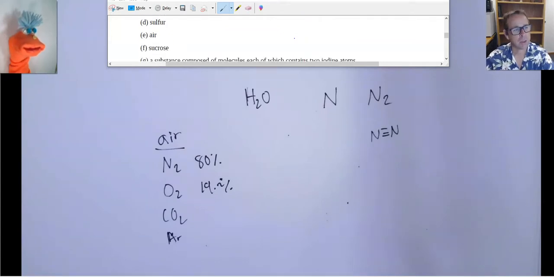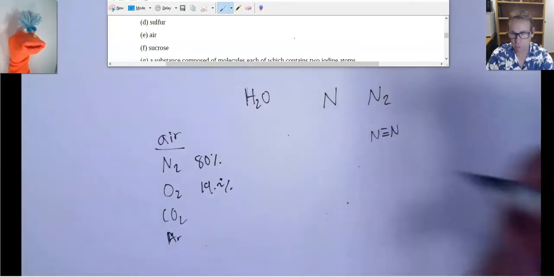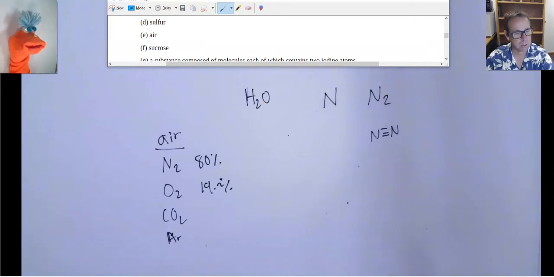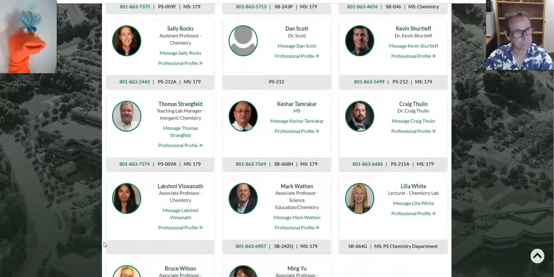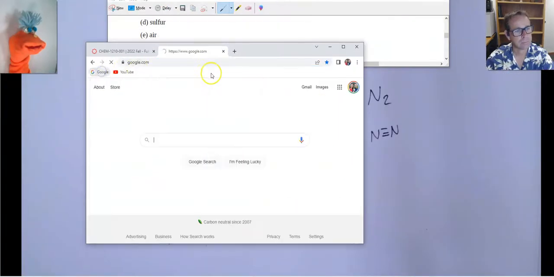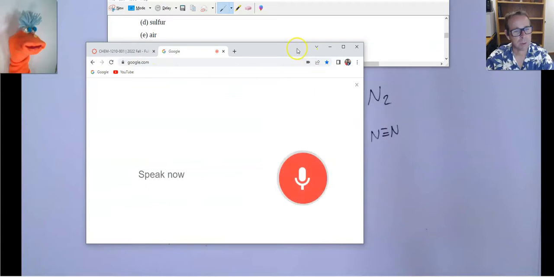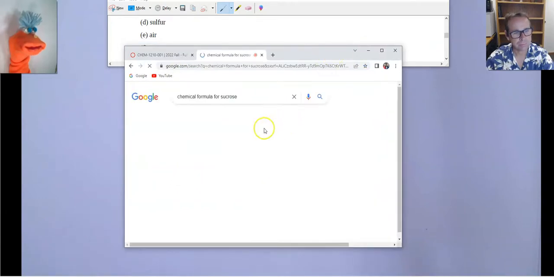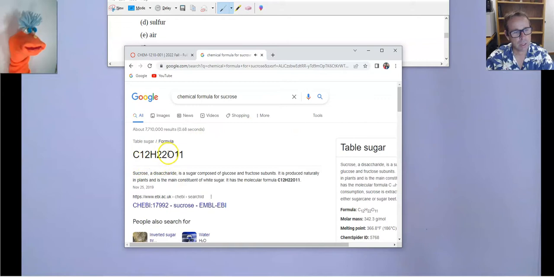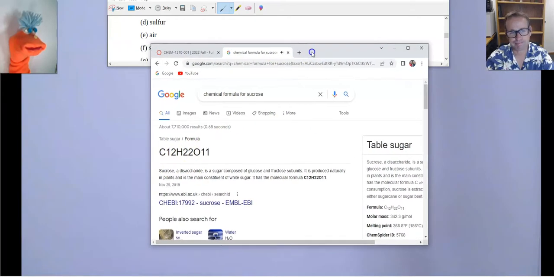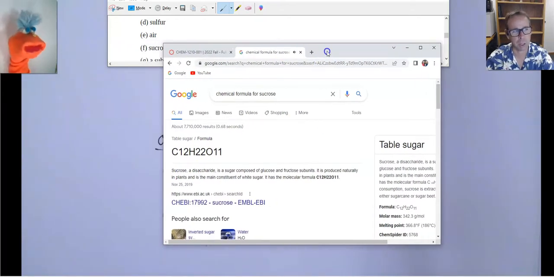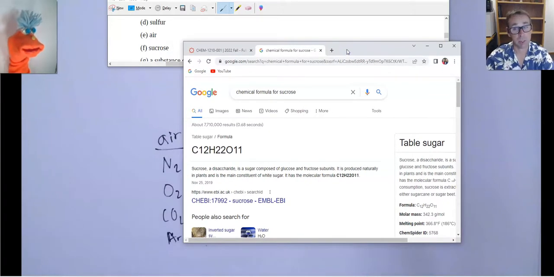So, sucrose. I don't know what sucrose is. Well, we can look it up on Google and find out that sucrose has a chemical formula. Here, let's do that really quick. Chemical formula for sucrose. C12H22O11. Oh, then that's a compound. That's right. Is this a molecular compound or an ionic compound?